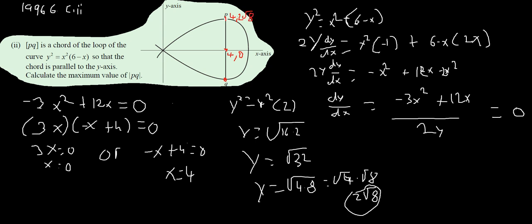So we know the height of this, and it wants us to find the maximum value of PQ, which we figured out to be the highest point in the whole curve. We found the point here, and it's perfectly symmetrical. So you can just multiply the y value by 2. So we get PQ is equal to 4 square root 8. Okay, thanks.